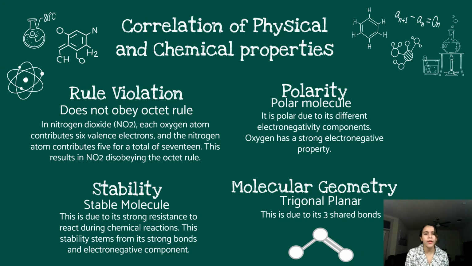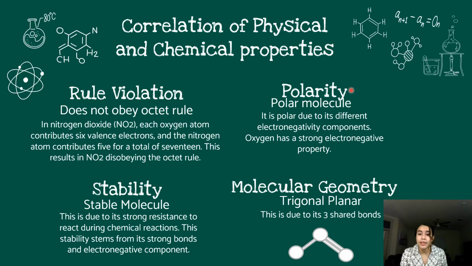Let's learn more about nitrogen dioxide and the correlation of physical and chemical properties of this molecule. If we look into the rule violation, this molecule does not obey the octet rule. In nitrogen dioxide, each oxygen atom contributes 6 valence electrons, and the nitrogen atom contributes 5, with a total of 17. This results in nitrogen dioxide disobeying the octet rule.